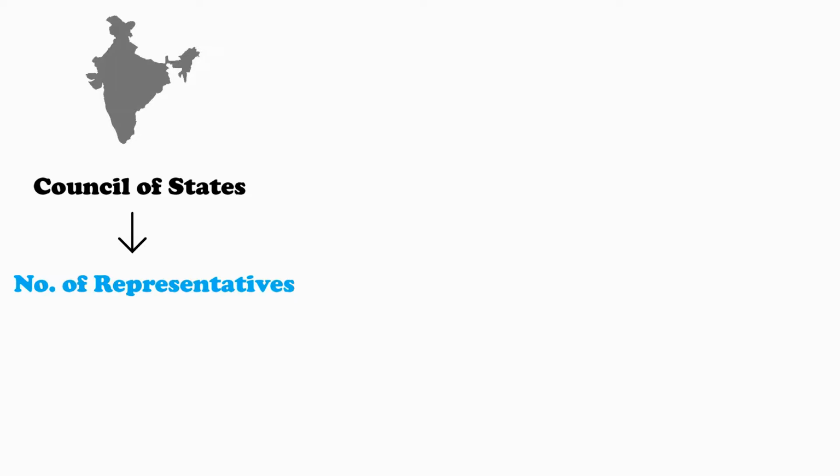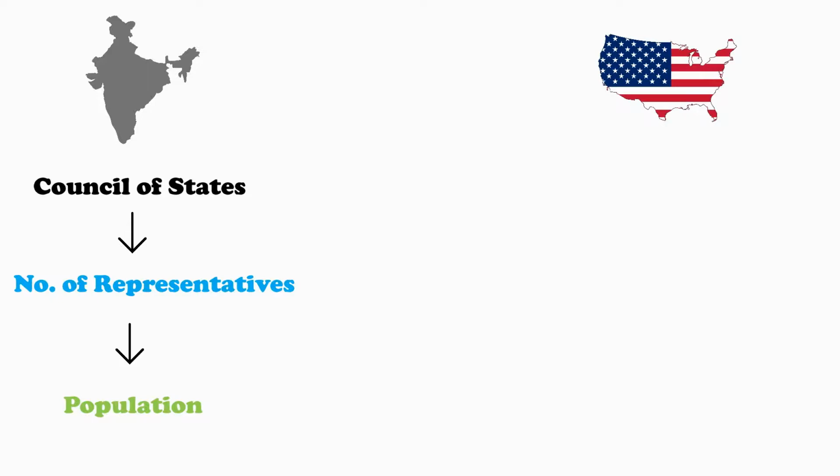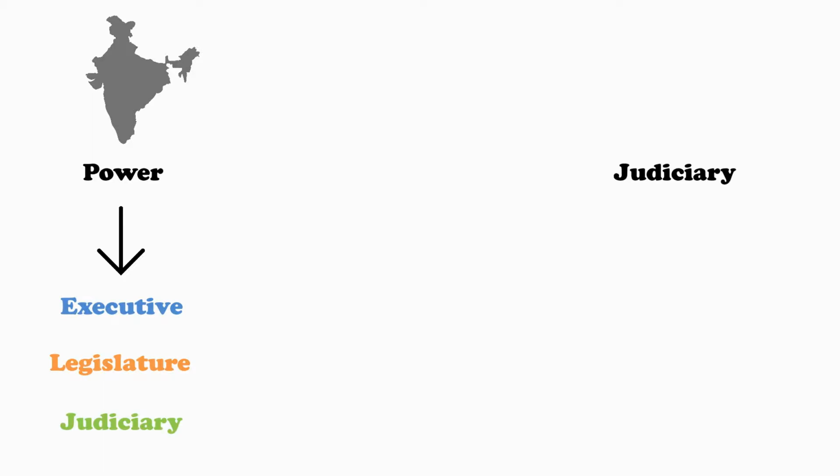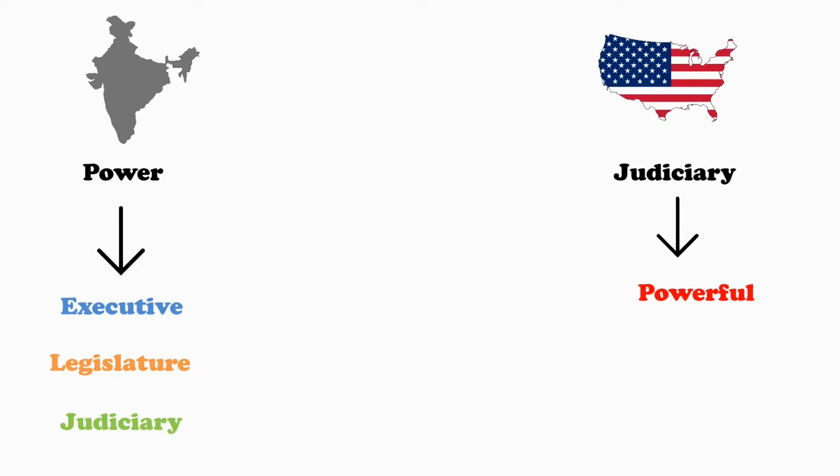In India, the number of representatives in the Council of States is decided on a proportional basis, that is, the ratio between the number of representatives from each state and its population should be the same for all. Whereas in the USA the number of representatives in the Senate is equal and always 2 for each state. In the Constitution of India, a balance of power has been depicted among the executive, the legislature, and the judiciary. Whereas, it is known that the judiciary of the USA is the most powerful.